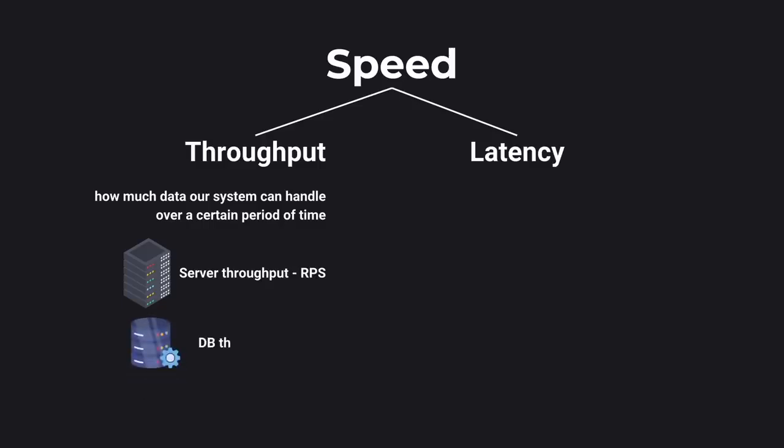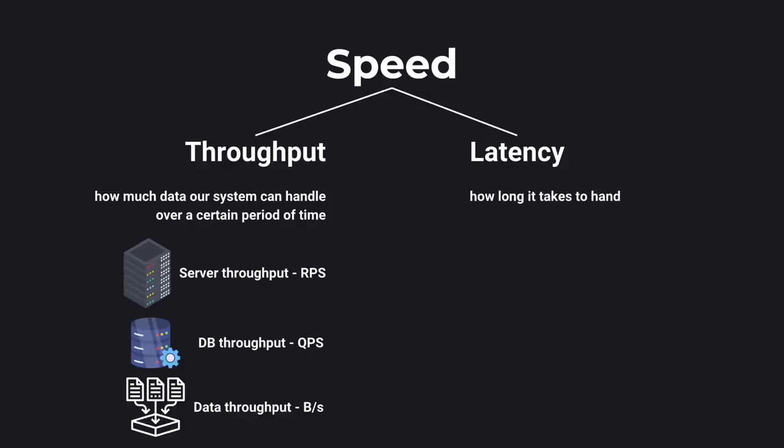We have database throughput, which is measured in queries per second. This quantifies the number of queries a database can process in a second. Like server throughput, a higher QPS value usually signifies better performance. And we also have data throughput, which is measured in bytes per second. This reflects the amount of data transferred over a network or processed by a system in a given period of time. On the other hand, latency measures how long it takes to handle a single request.